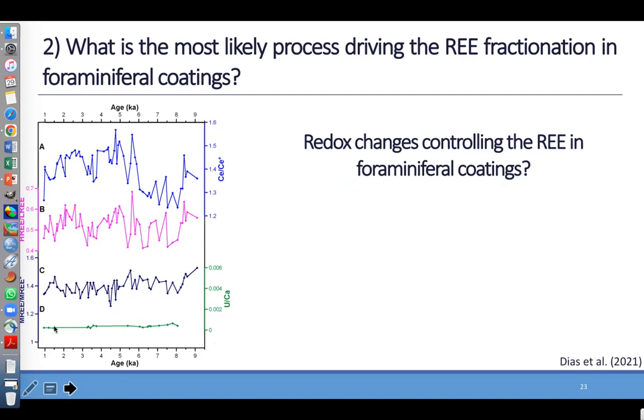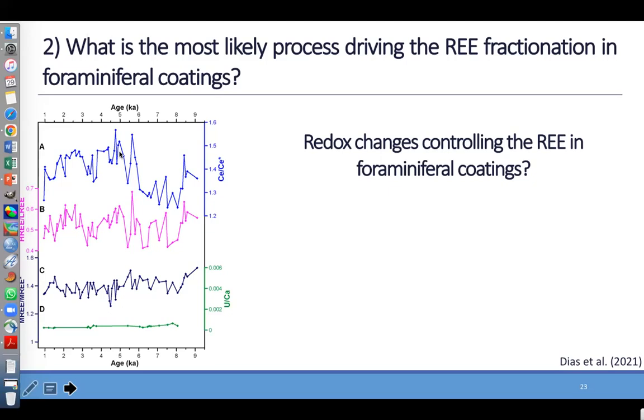But what we see here is that we have very low values of uranium calcium ratio. That suggests that we do not have changes in redox. So we do have oxygen available in this environment. And this is also suggested by the cerium anomaly.